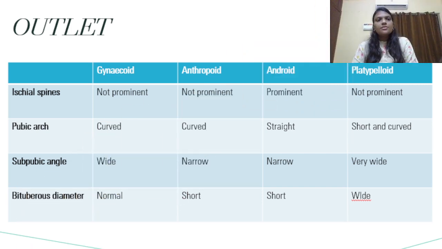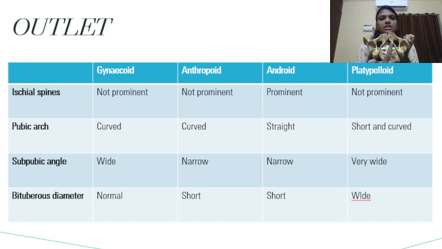Again, in the pelvic outlet we have to look for ischial spines. Ischial spines will be prominent in the android pelvis, whereas they are non-prominent in all the other 3 types of pelvis. And we have to look for the pubic arch. This is the pubic arch. Pubic arch will be well curved in the gynecoid, anthropoid and platypelloid pelvis, whereas it will be straight in the android pelvis.